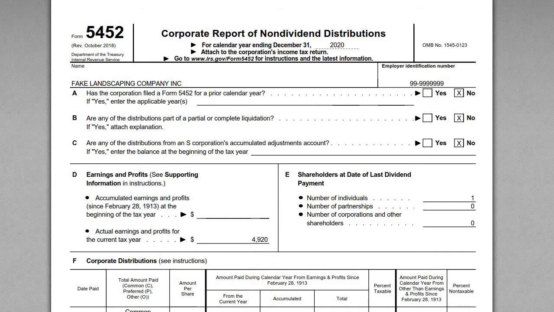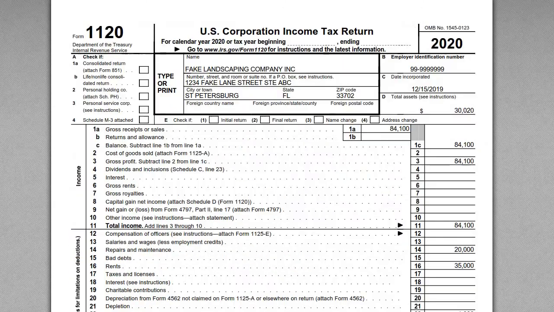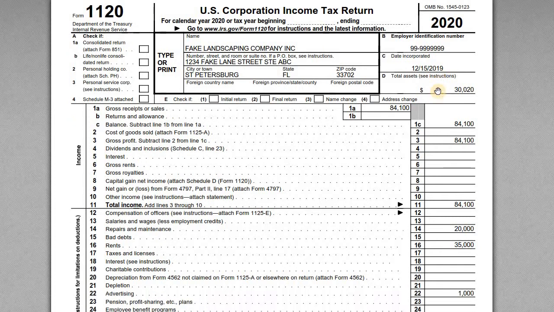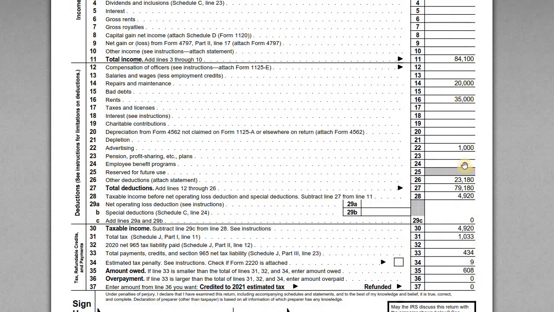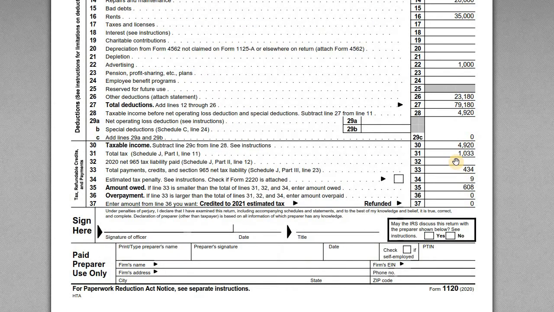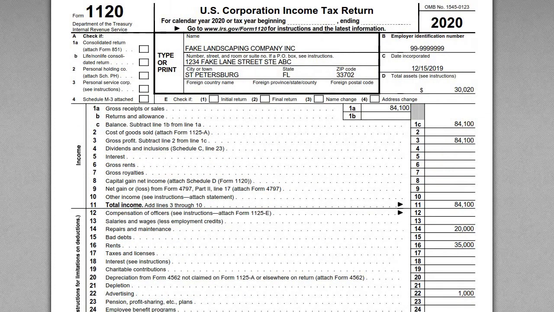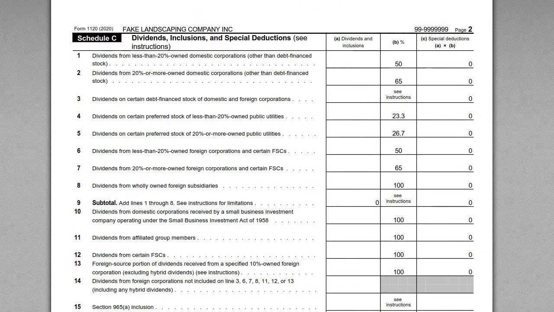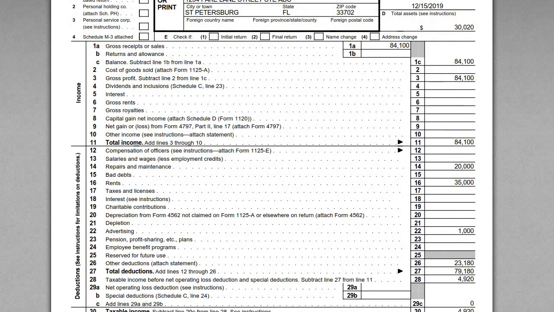5452. So if we jump back here to the Form 1120, page 1, we have a C corporate return. This is a landscaping company, just one shareholder. The company was set up last year, so 2019, December 15th. And so for the current year, it made some money, right? Not a lot of profit, $4,920 in taxable income, so it had some tax. And so the shareholder decided to distribute a dividend during the year that exceeded its accumulated earnings and profits.